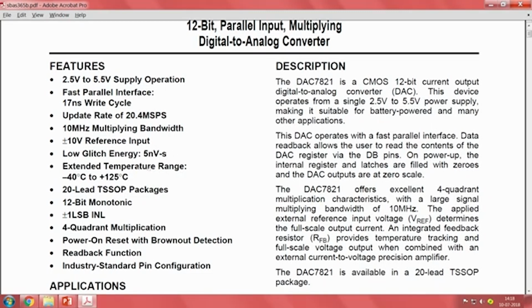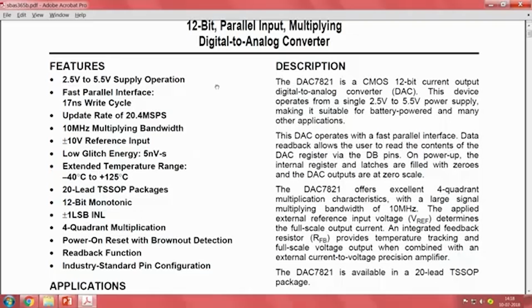Then extended temperature range. This is the operating range of the IC. It can operate up to 125 degree Celsius, which is usually called industrial grade temperature, and it can go down to minus 40 degrees. And then the main thing, this is a 20 lead TSSOP. TSSOP is the package, and 20 lead means there are 20 pins or 20 connections. So, maybe 10 on each side, 10 10, we will see the packaging information in detail. So, this is that package.